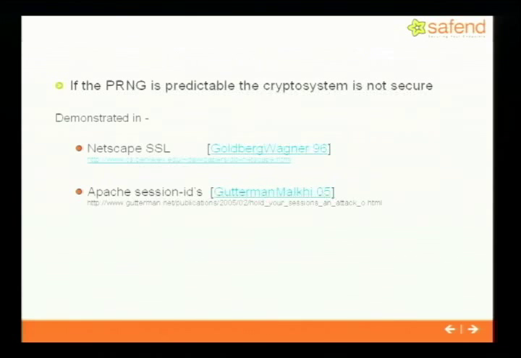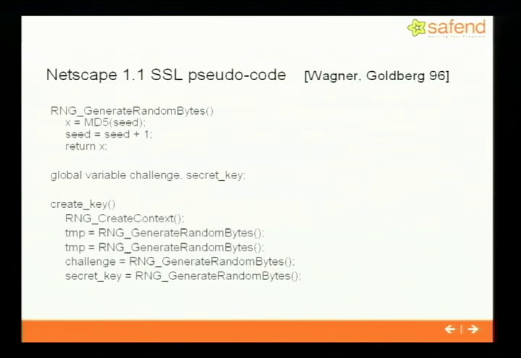And last year, we were able to mount another attack on Apache session IDs. So we were able to guess your session IDs, which should be random. And using that attack, we were able to enter someone else's session, steal a session ID. And just to make sure that everyone follows me, here's the Netscape source code for using the random number generator. So you can see at the bottom of the slide, the key is created completely from the random number generator.